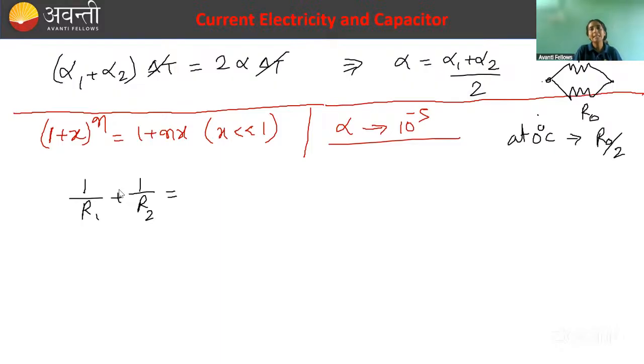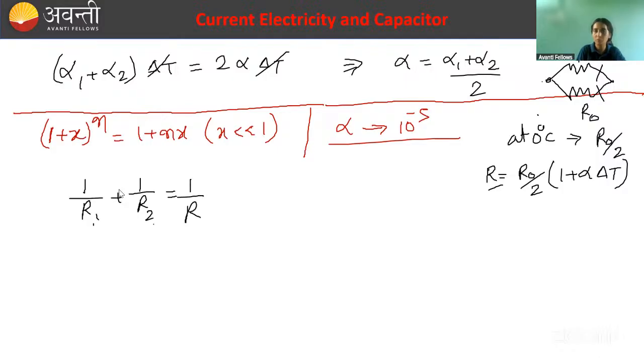So at any random temperature, let's say the value is R. So R will be equal to R0 by 2 times (1 plus alpha delta T), and we need to calculate this alpha. What is the relationship between R1, R2 and R here? R1 and R2 are the individual resistors' values at temperature T, and R is the value of the combined resistors at temperature T. So 1 by R1 plus 1 by R2 is equal to 1 by R.